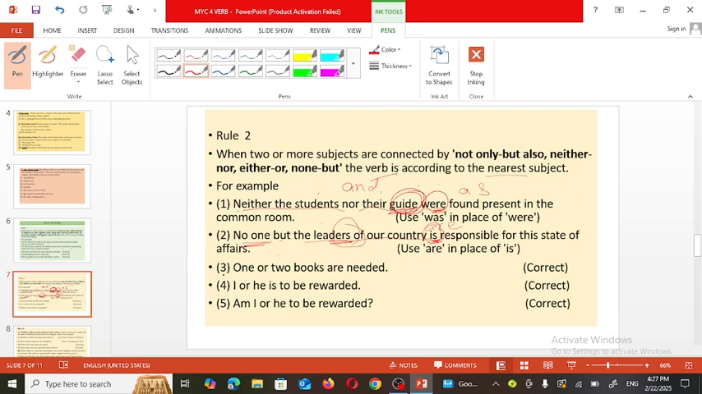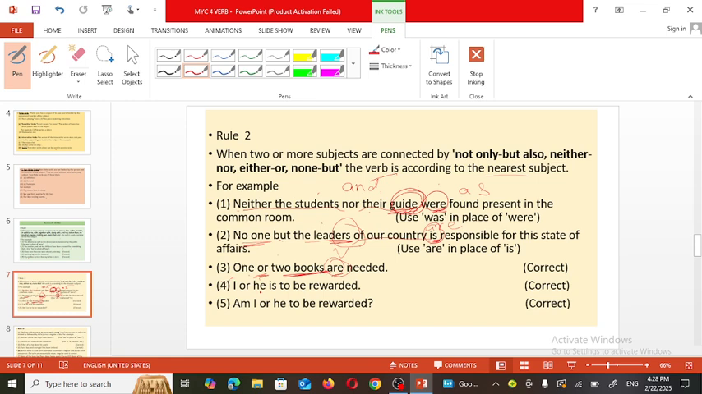Now see the next example. One or two books are needed. Here the conjunction or is used, and are is the verb. The immediate subject to the verb is two books. Books is in a plural form, and that's why are will be there.